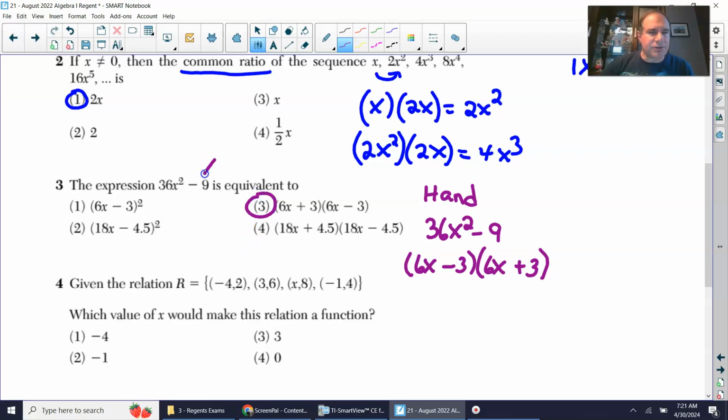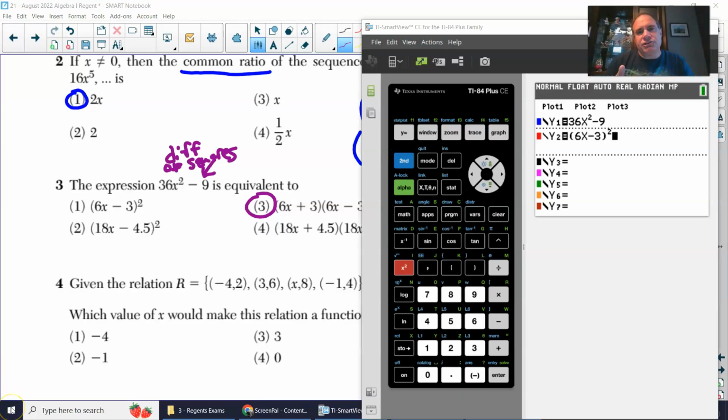Just remember also, if you have a negative 9, it can't be this one, because this is 6x minus 3 times 6x minus 3. A negative 3 times a negative 3 is a positive. You have a negative 9. So this is the difference of squares. And that's about it for that one. I just wanted to show you how you would use your calculator for this.